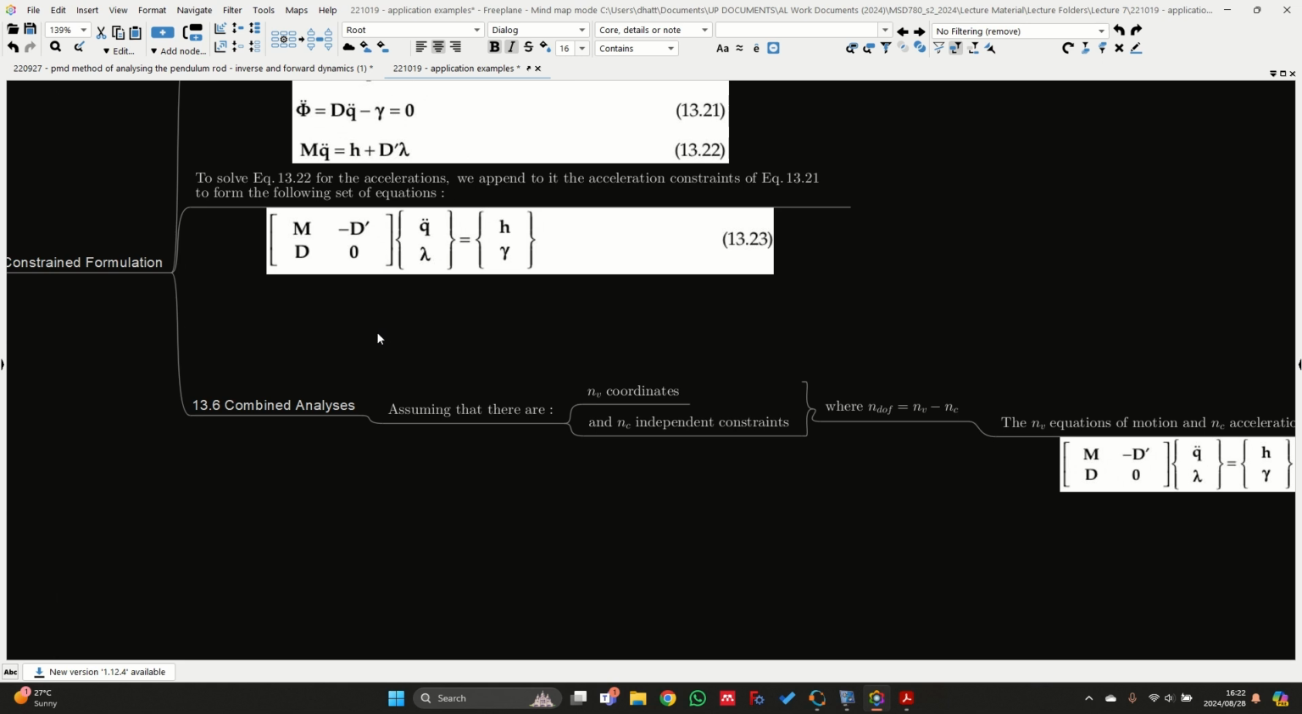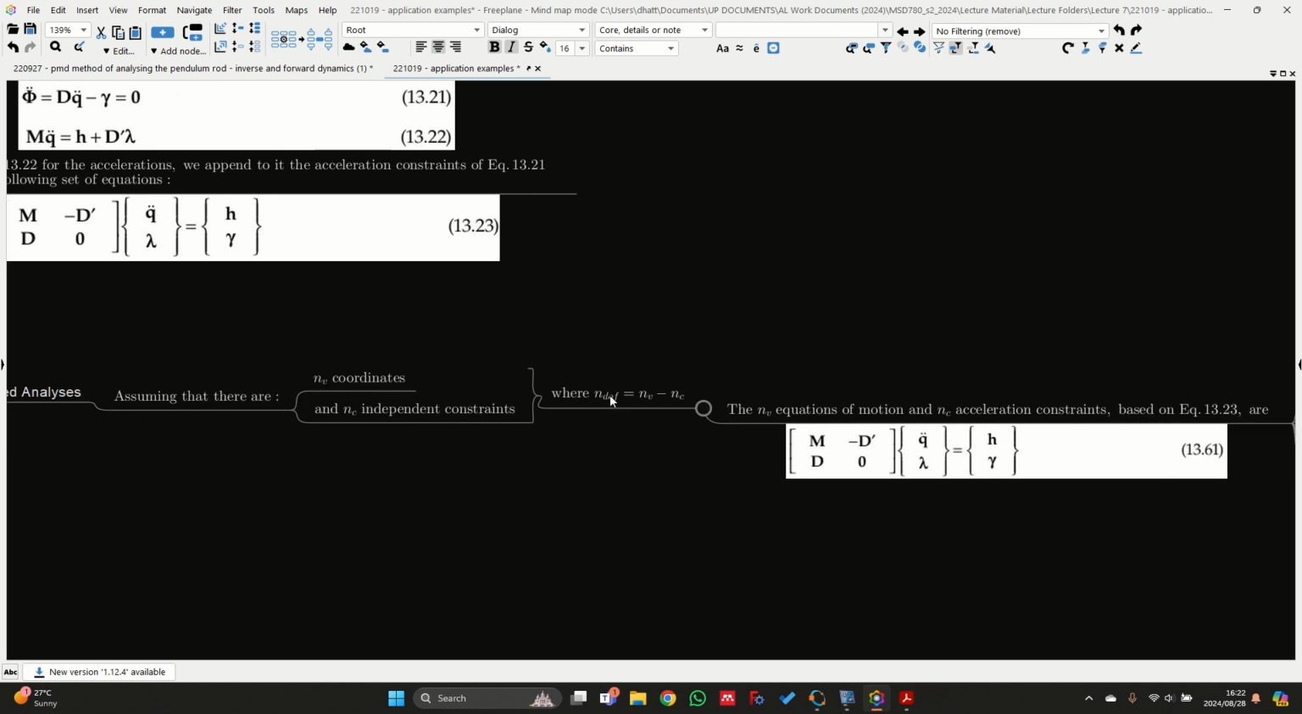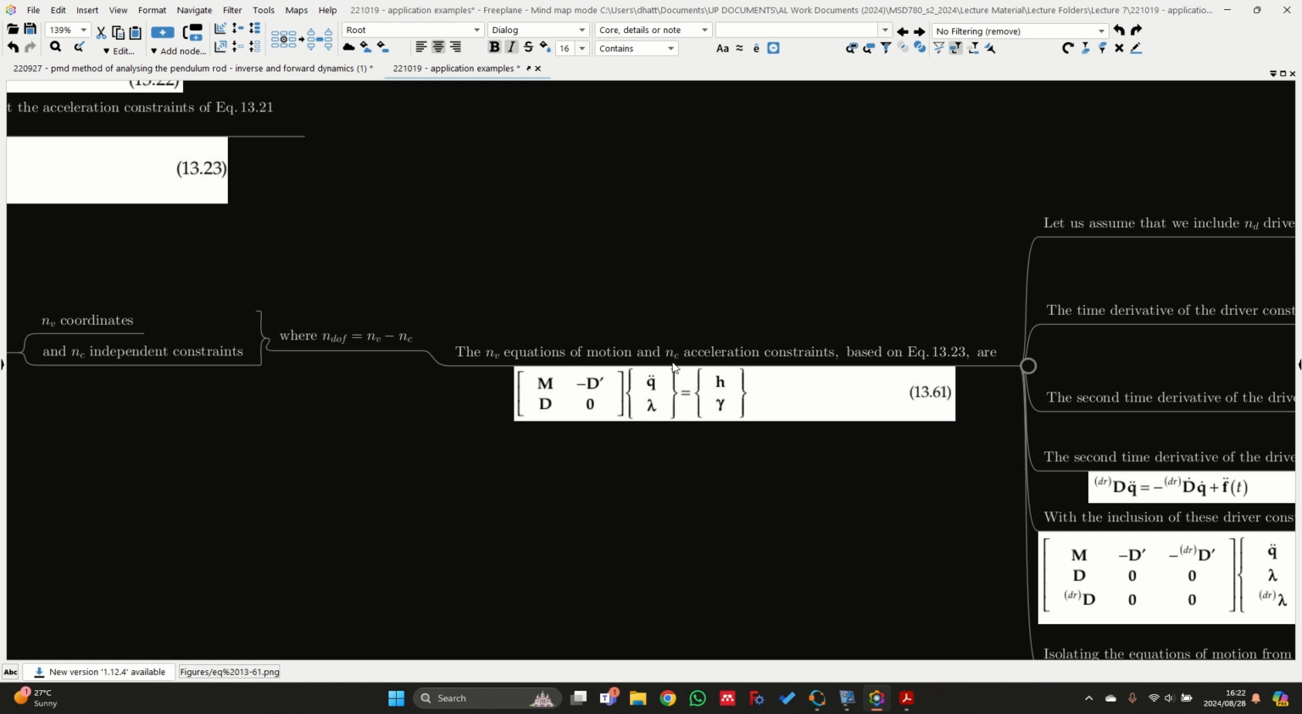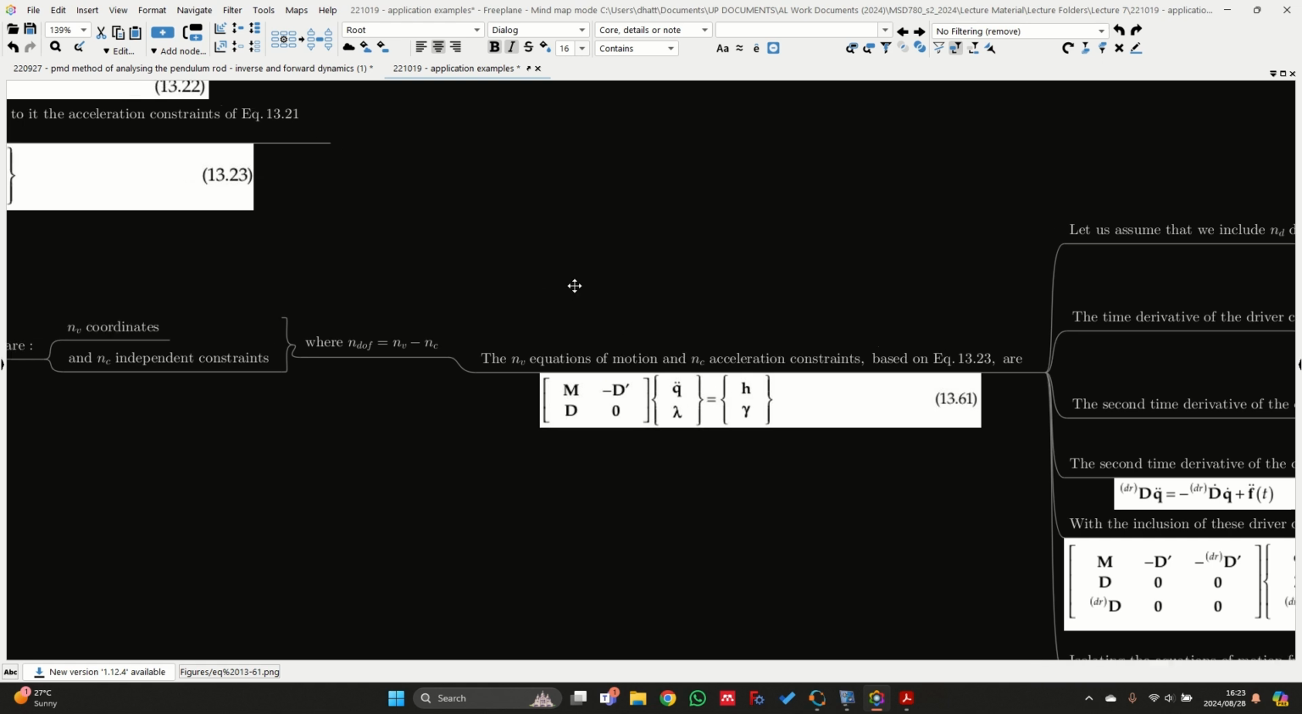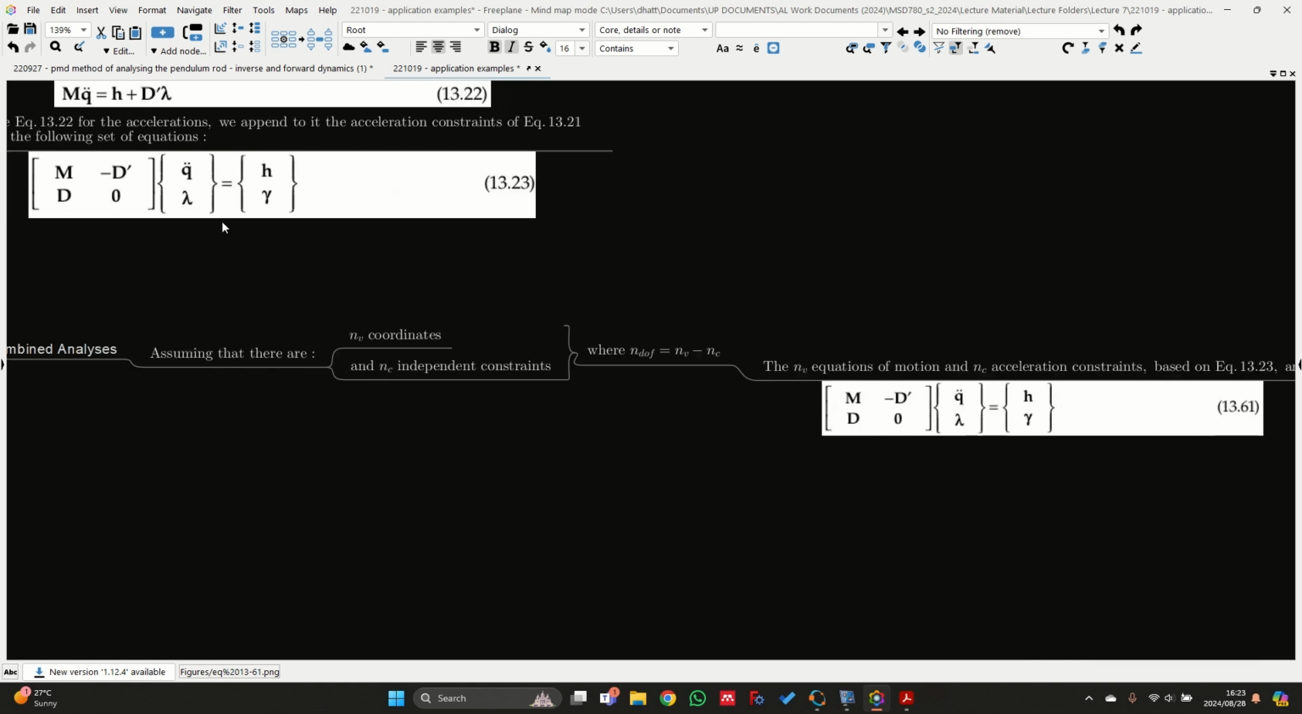Section 13.6 then refers to the combined analyses. Assuming that there are nv coordinates and nc independent constraints, the number of degrees of freedom is simply nv, the number of coordinates, minus the number of independent constraints. The nv equations of motion and nc acceleration constraints based on equation 13.23 are then once again given by 13.61. So you'll see that it's basically the same as what we had for 13.23.